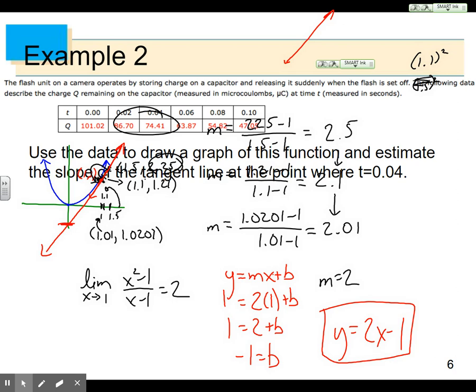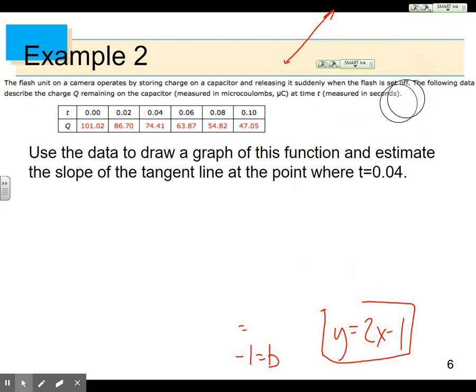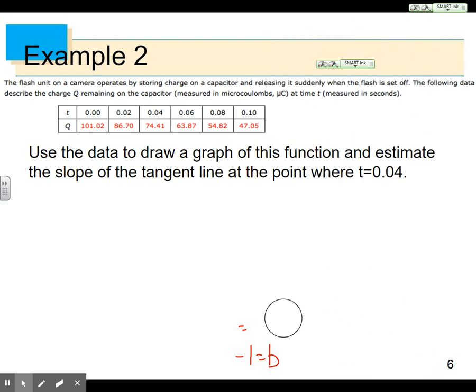We can also find the slope of a tangent line from just given data, from empirical data. It wants me to, let's see, this is talking about a camera. The flash unit on a camera operates by storing a charge on a capacitor and releasing it suddenly when the flash is set off. So this is describing the charge Q remaining on the capacitor in something called microcoulombs. I'm guessing that's how you say that. At time t, which is measured in seconds. So first off, it wants me to use the data to draw a graph of this function.